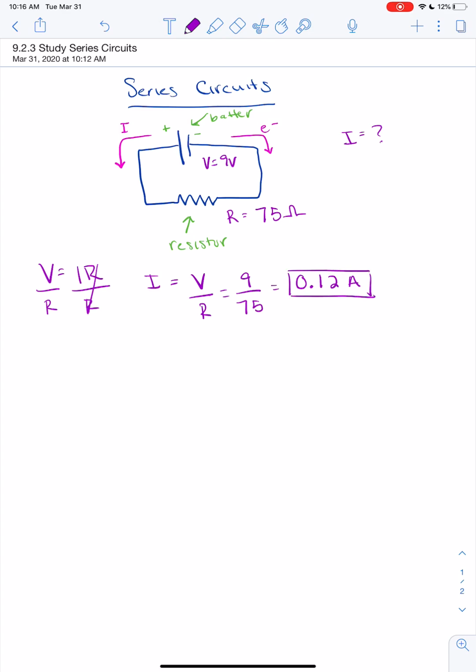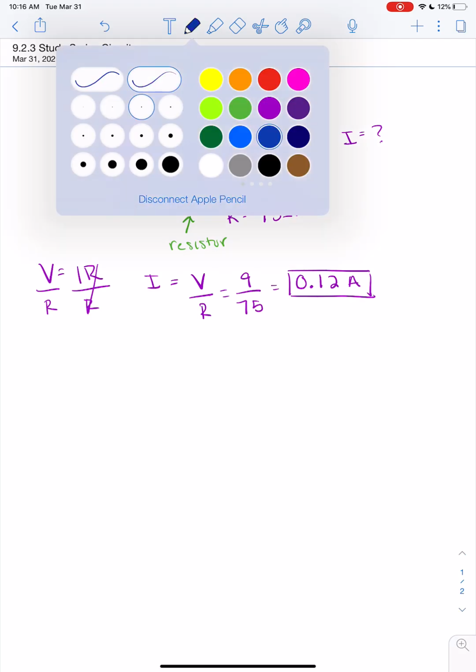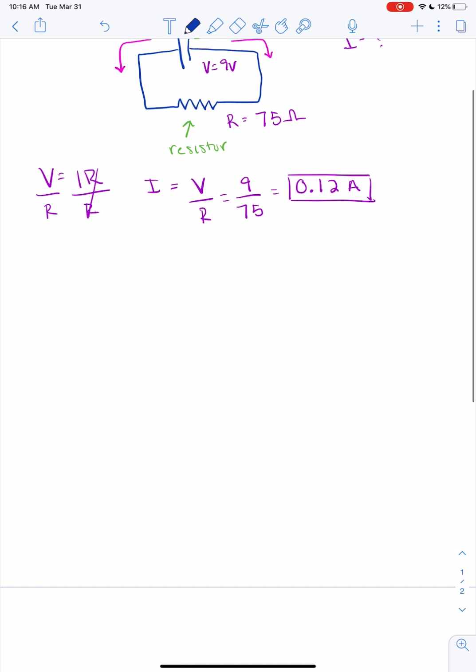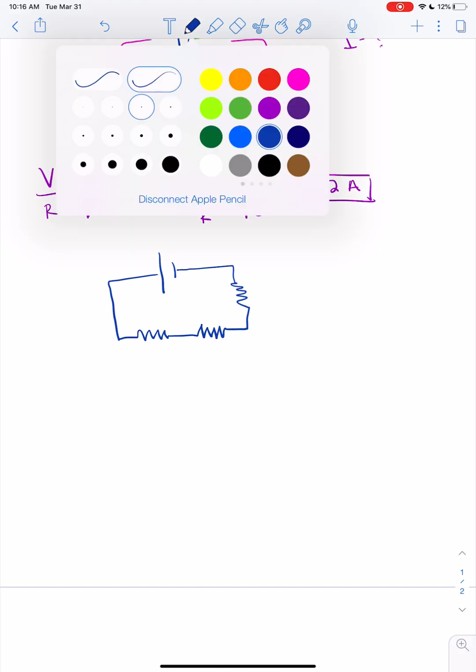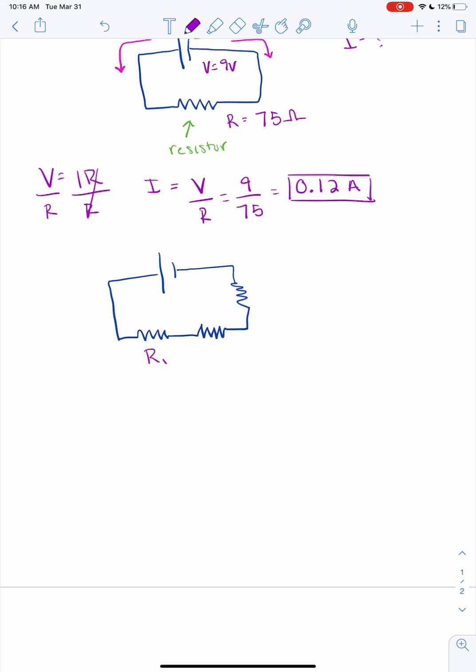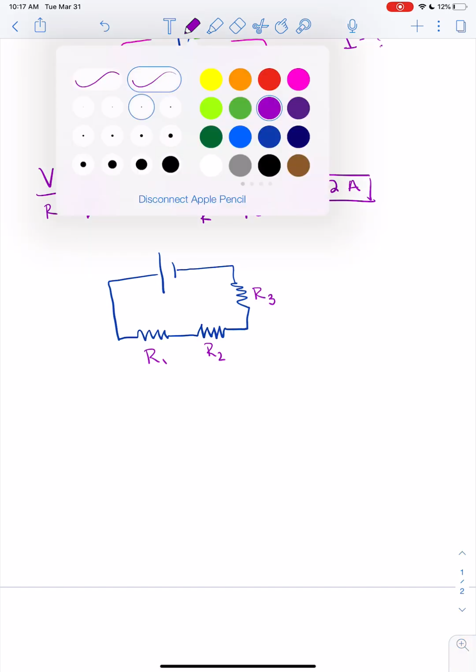Okay, pretty simple. However, we could also have a circuit that has multiple resistors in it. So we could have a circuit that looks something like this, and this would have 3 resistors in it: R1, R2, and R3. When we have these 3 resistors all next to each other, we say they are in series. What we should have seen in the Apex work is that the current through each of the resistors is the same. There's the same amount of charge that flows through each of these resistors. However, the voltage drop can be different.